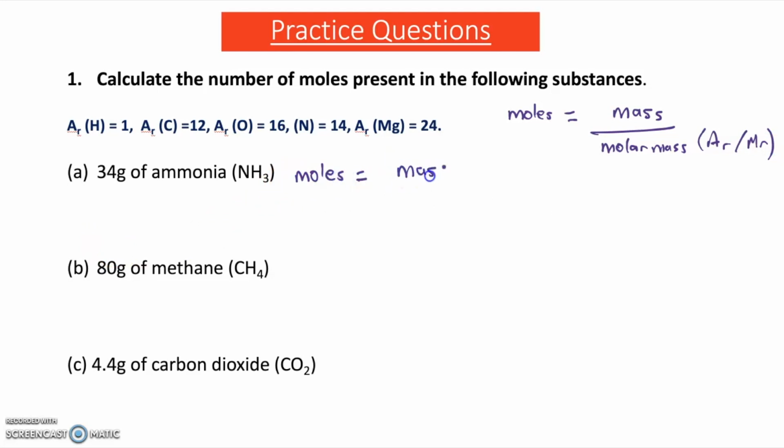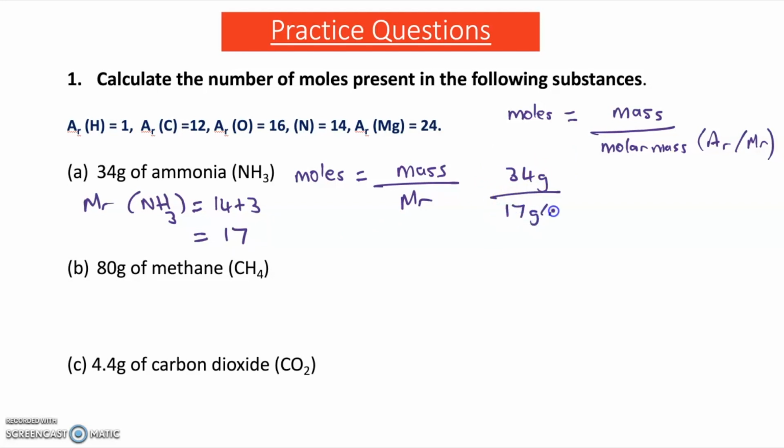Now, for the first question, we have 34 grams of ammonia. Ammonia is a molecule, so I need to use the MR value in my calculation. So the MR value of ammonia, NH3, is equal to 14 plus 3 lots of the value for hydrogen. So 14 plus 3, so the MR value is 17. To work out the moles, I do mass over MR. So it's 34 grams over 17 grams per mole, which is the molar mass. And remember, that's equal to the MR. So it's equal to 2 moles.